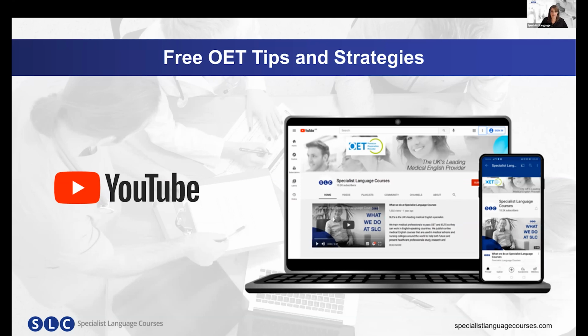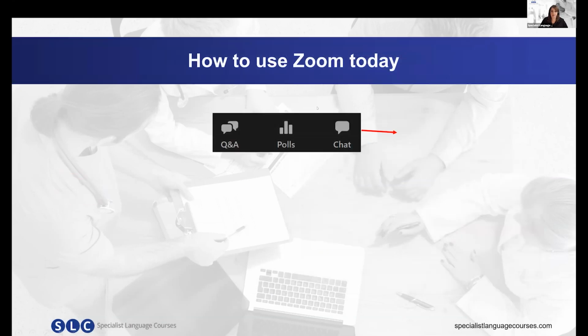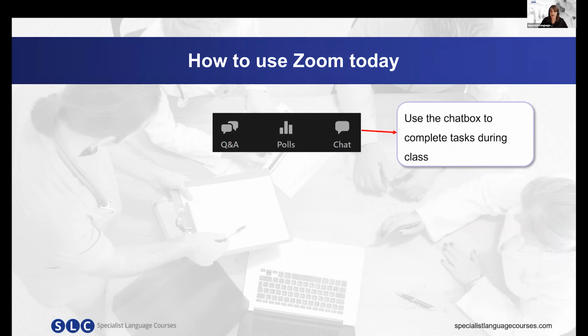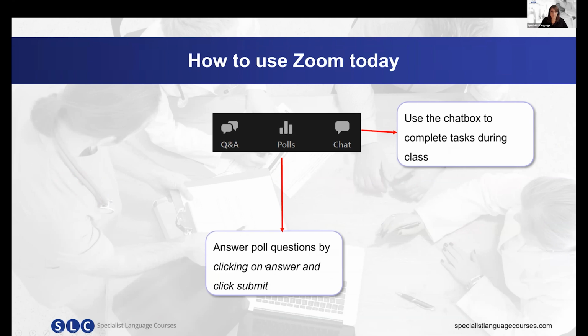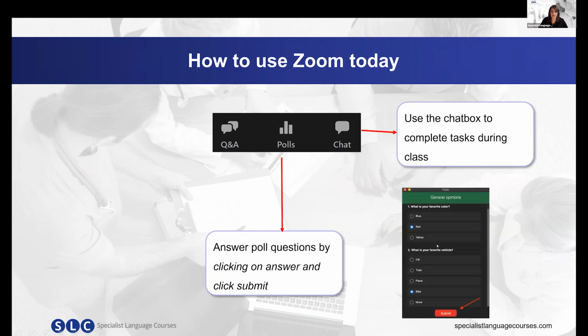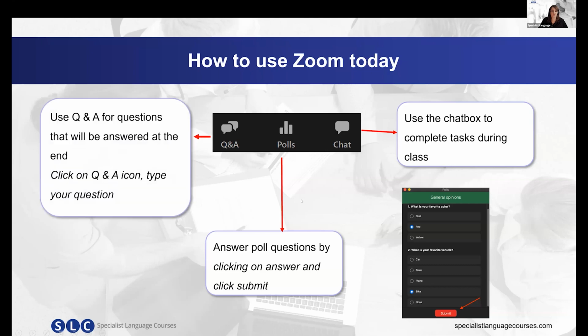Just a little bit about how we're using Zoom today. We're using the chat box to complete tasks during the class, so I will ask you to write ideas or answers into the chat box. We'll be using polls. In order to answer a poll question, click on the answer that you want to choose and then click submit. Then we'll talk through and analyze those answers. We also have the question and answer function. Please put any questions you have in the question and answer function, and we will do our best to answer them at the end of our session.